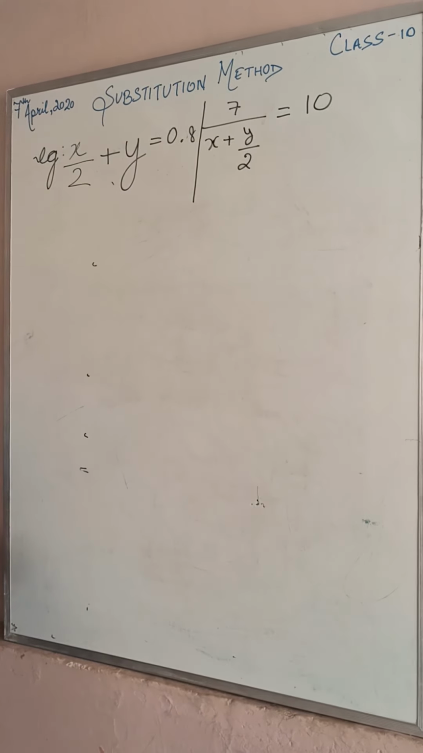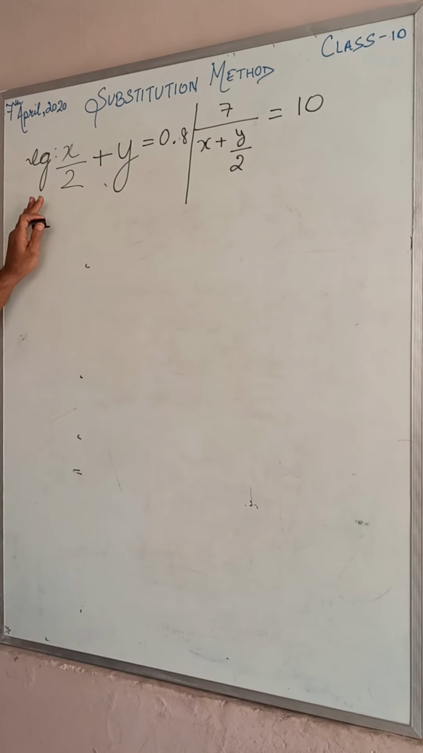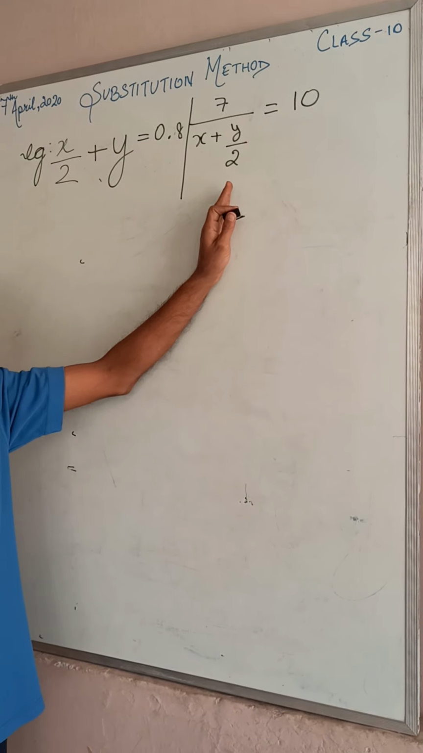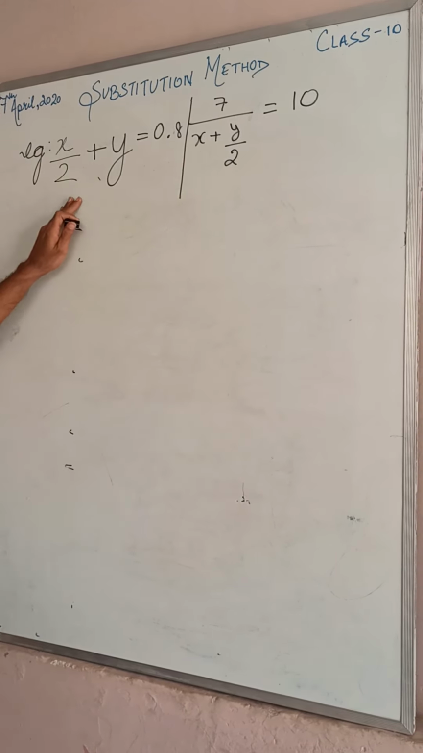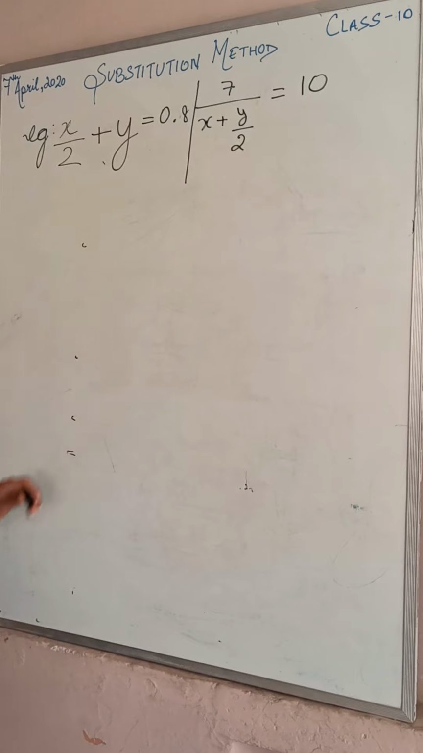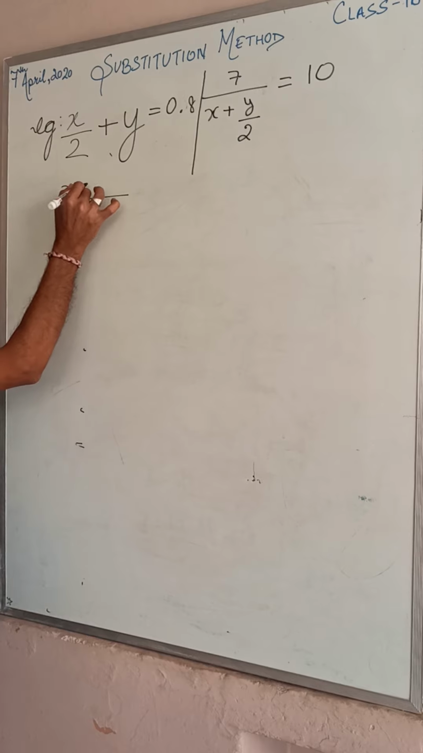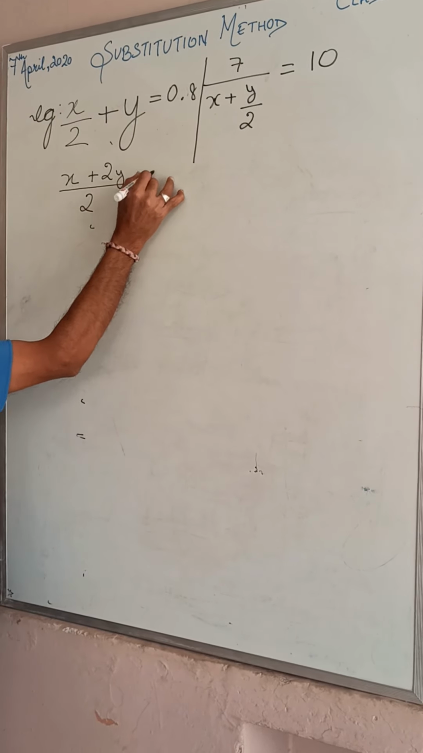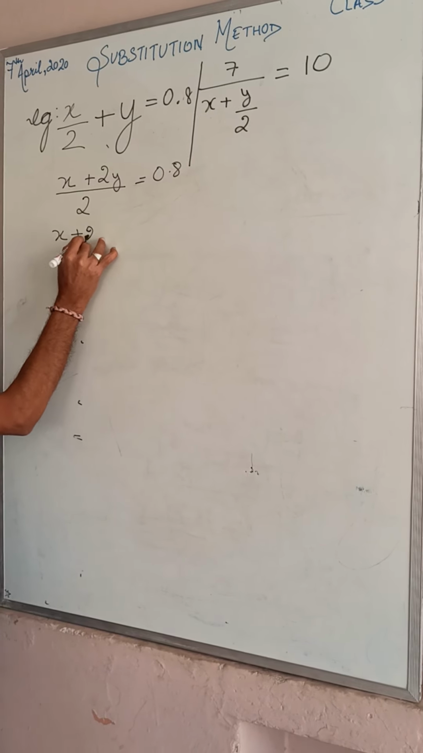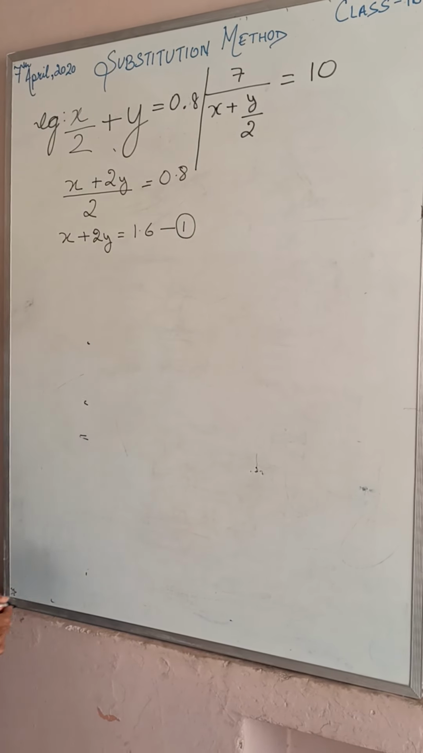Let's take another example, and this time I have taken a complex question, a different kind of equation. See, I have drawn a line. On the left hand side is one equation and on the right hand side I have written the second equation. First, we will simplify these equations so that they change into a proper equation. I take the LCM on the left hand side, which will be 2. So I get x plus 2y equals 0.8, which on cross multiplication gives me x plus 2y equals 1.6. I mark this as first equation.